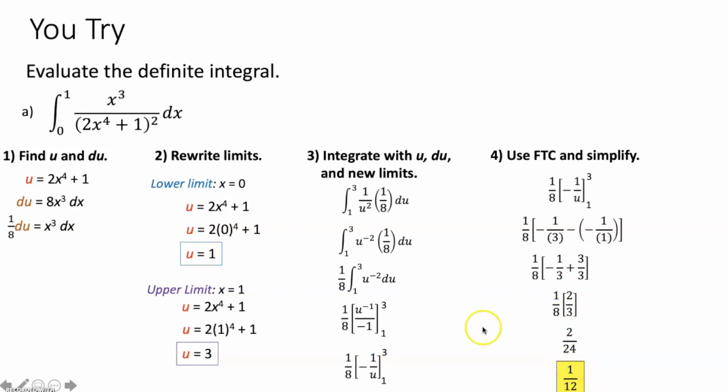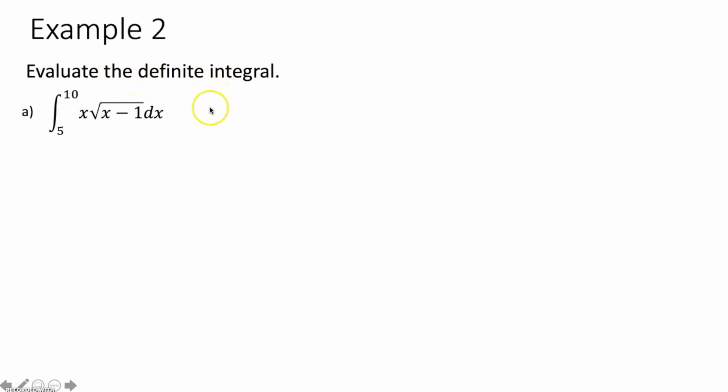Remember, this is the exact area under the curve of this function on this given interval. Also recall that because I rewrote my limits in terms of u and du, there is no need to plug this back in for u over here. Do not do that, otherwise you'll get the wrong answer. Now example 2 says evaluate the definite integral. So we're doing the same thing.